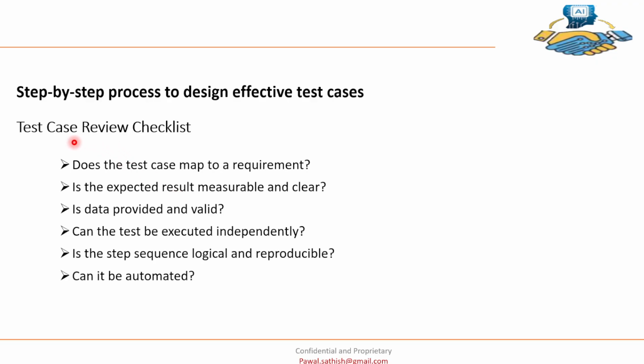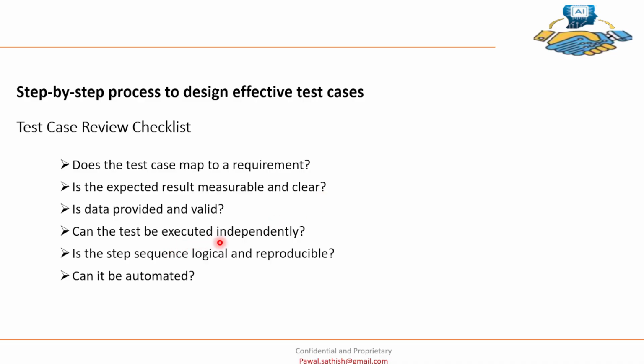Then next, the test case review checklist. Okay, so what are the things we are covering? Definitely, does the test case map to requirement? This is also expected as part of traceability. Is the expected result measurable and clear? Okay, so when we are doing the test case review, we need to consider these things. Is data provided and valid? Okay, if we mention enter the valid data, but in case some junior QA is going to execute, he doesn't know what type of data we need to enter. So that is the reason we need to mention the specific data.